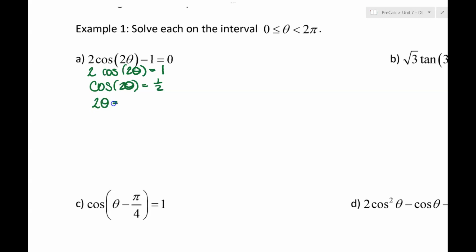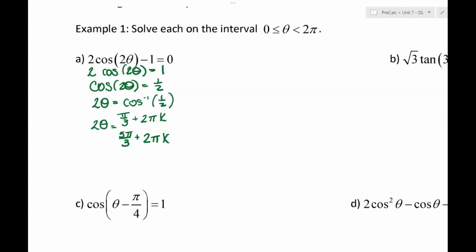Solve for 2 theta. So 2 theta is going to be the inverse cosine of 1/2. Okay, so we know that that's at 2 locations. That's the first quadrant and the fourth quadrant. It is pi over 3 in the first quadrant, and it is 5 pi over 3 in the fourth quadrant. And it occurs every rotation. So I'm going to say plus 2 pi k, where k is any integer. Okay, we assume that k is any integer. You don't have to write it at this point.